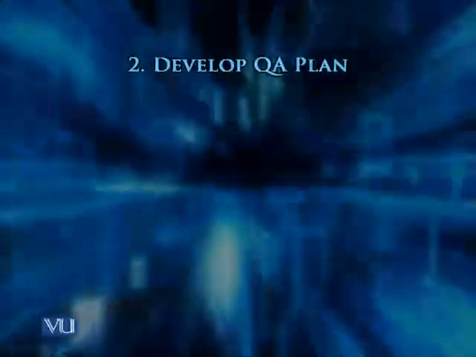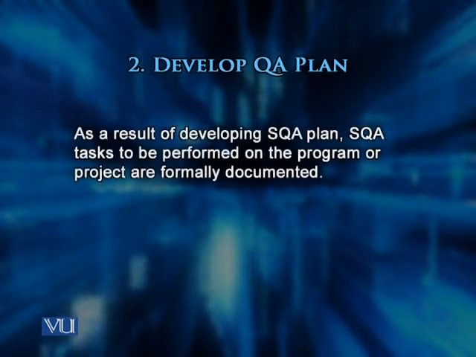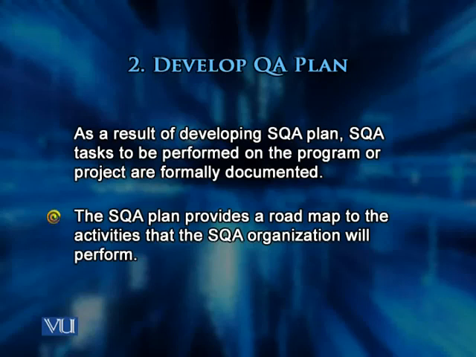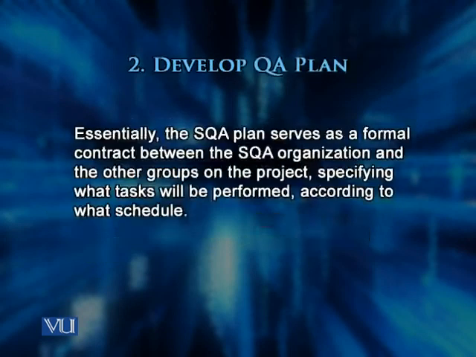Now let us take up and discuss the second sub-process in the SQA process model, and that is develop a quality assurance plan. As a result of developing the SQA plan, SQA tasks to be performed on the program or project are formally documented. The SQA plan provides a roadmap to the activities the SQA organization will perform. Essentially, the SQA plan serves as a formal contract between the SQA organization and the other groups on the project, specifying what tasks will be performed and according to what schedule.